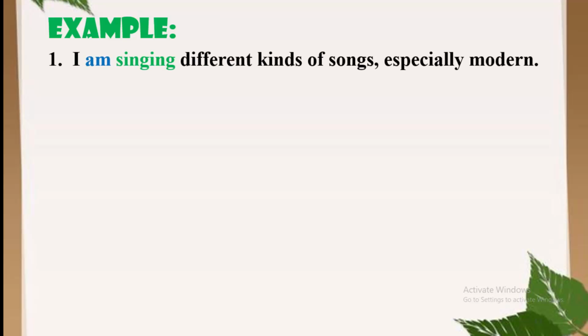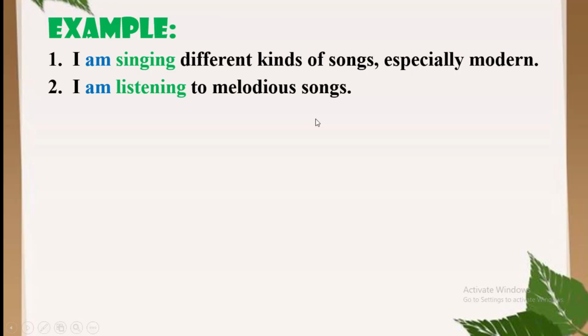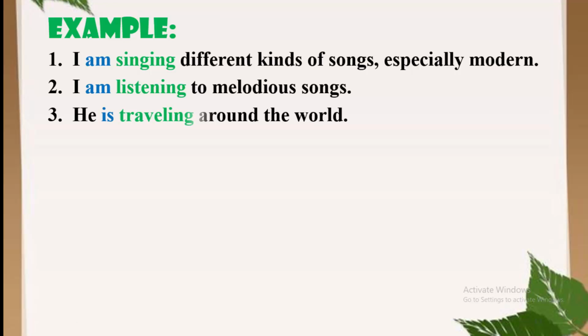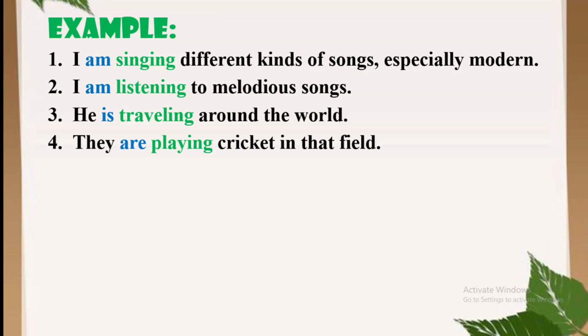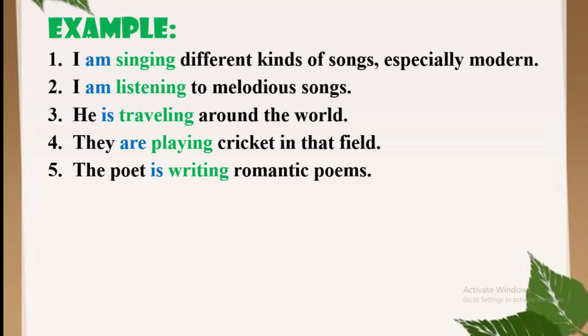Look at the examples. Number 1, I am singing different kinds of songs, especially modern. So look at I: because of I, the verb to be becomes am. Sing becomes singing. Number 2, I am listening to melodious songs. Number 3, he is traveling around the world. Number 4, they are playing cricket in the field. Number 5, the poet is writing romantic poems.